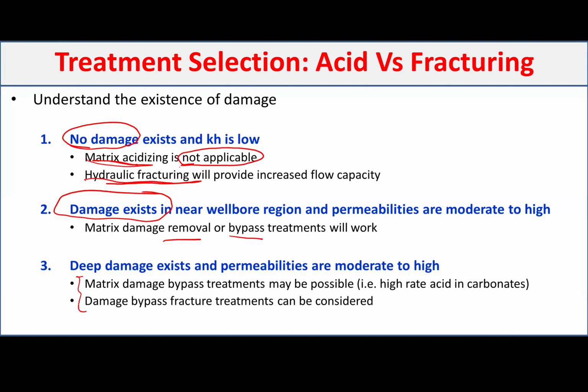And also don't forget about economics. Matrix acidizing is a cheap treatment. However, hydraulic frac is very expensive. So you need to look at how much production I'm expecting from this well, and economically, if I'm improving the production, whether I'm getting my money back from the hydraulic frac or not, because of the expense of the treatment. But if you can get a similar or close result by matrix acidizing, usually that will be the easiest and the cheapest way to go.